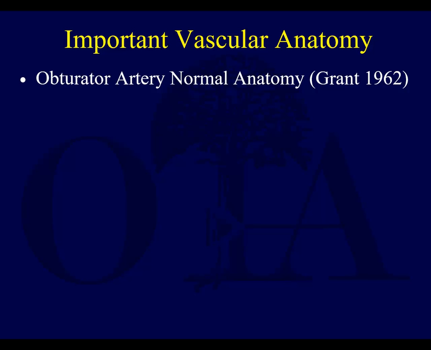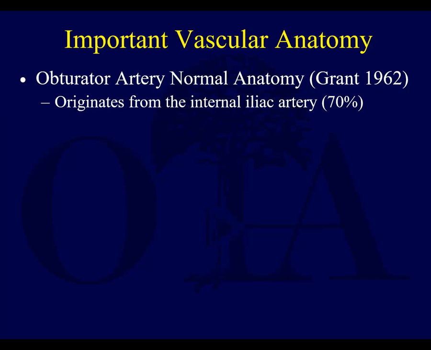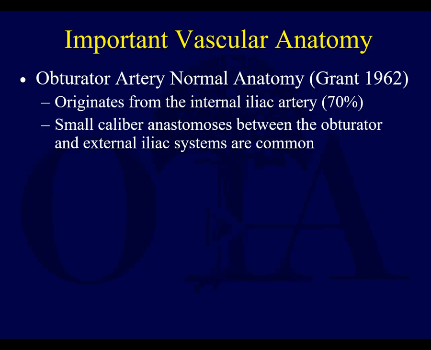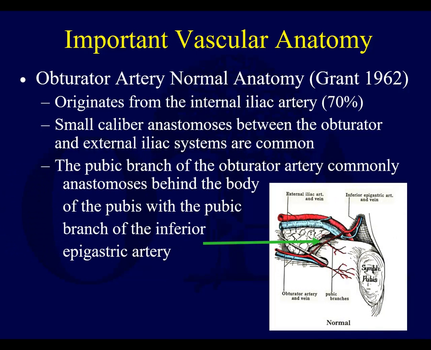So let's go over some important vascular anatomy. One of the important things you need to know about is the obturator artery. In normal anatomy, it originates from the internal iliac artery. It has a small caliber anastomosis between it and the external iliac system, and you'll see this as a retropubic anastomosis. So that pubic branch of the obturator artery commonly has this anastomosis, shown in that green arrow, with a branch of the inferior epigastric.